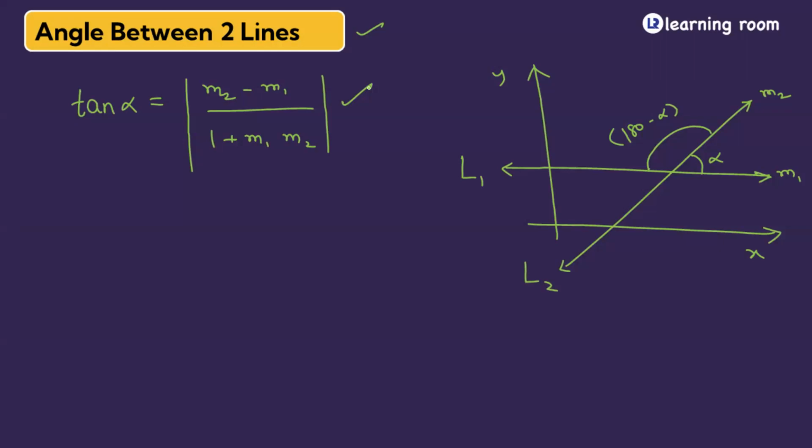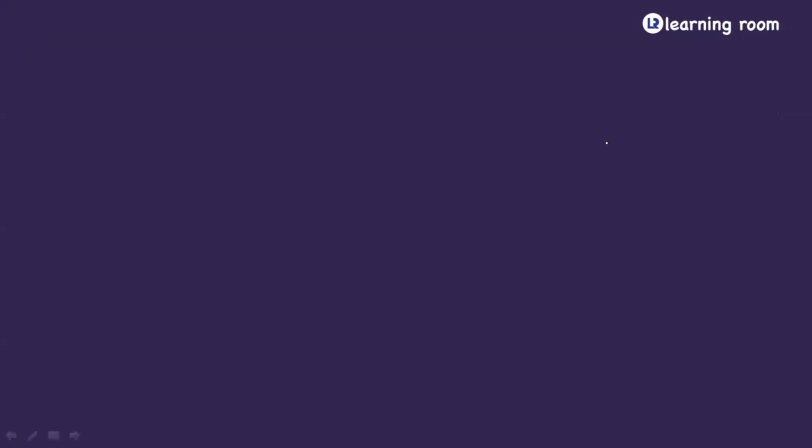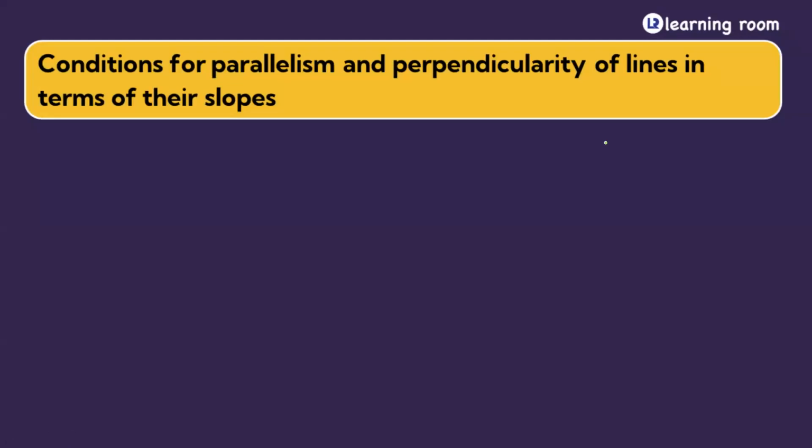Shall I proceed? Listen. From this, an important observation we can make is: what are the conditions for parallelism and perpendicularity of two lines in terms of their slopes? Suppose there are two lines whose slopes are given as m1 and m2. Now we know how to measure the angle between them. Just now we saw the formula: tan alpha is equal to mod of (m2 minus m1) divided by (1 plus m1 m2). Makes sense, right? This is the formula.